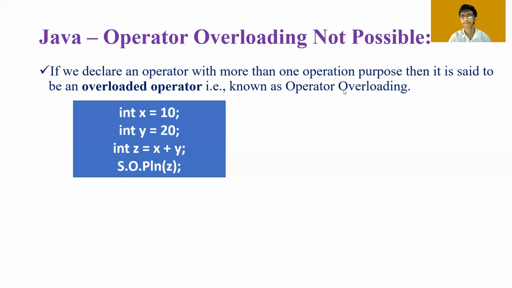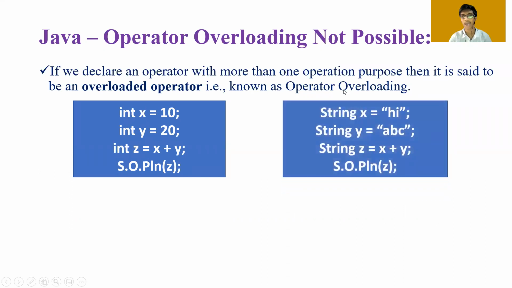Observe here. String x equal to "hi", string y equal to "abc", same x plus y. Now what is happening? Both are strings, right? This plus operator now does concatenation, meaning adding one string to another. Now the result would be "hiabc". This will be concatenated. Here the plus is acting as an arithmetic operator. Here the plus is acting as a concatenation operator.